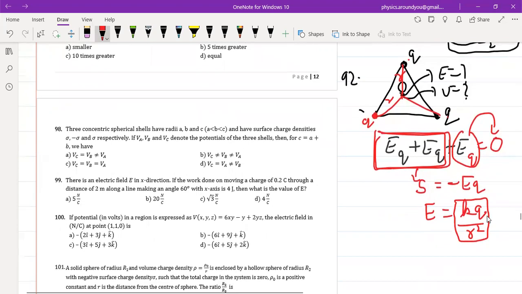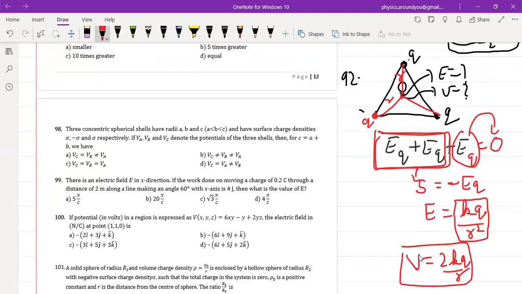What about the potential? Potential is very easy to calculate. By the principle of superposition, the total potential at O is due to this charge Q and this charge Q. That would be KQ by R plus KQ by R. Totally, it is going to be 2KQ by R. I need now the ratio of V by E. V by E, if you do the arithmetic, is 2KQ by R divided by KQ by R square. KQ and KQ get cancelled. It is 2 by R by 1 by R square, so it is going to be simply 2R.